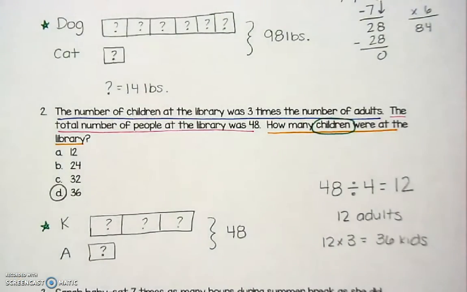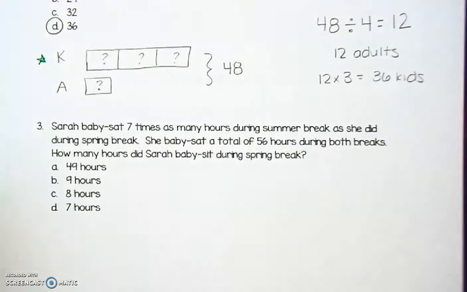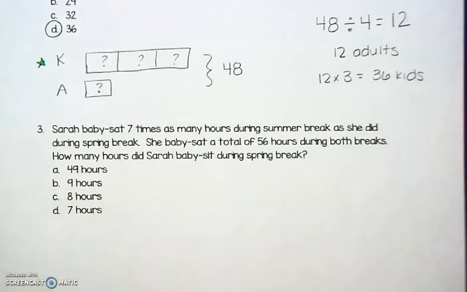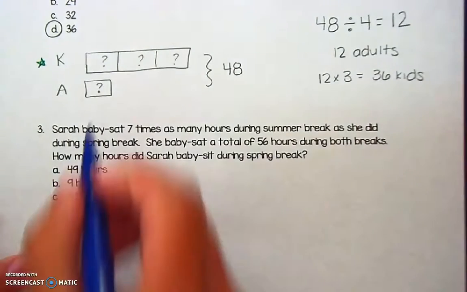Let's look at one more example together. This one says, Sarah babysat 7 times as many hours during summer break as she did during spring break. Sarah babysat a total of 56 hours during both breaks. How many hours did Sarah babysit during spring break? Now, I can totally relate to this story problem because I did a lot of babysitting in high school. So it makes sense to me that she would babysit more over the summer than over spring break because summer's a lot longer.